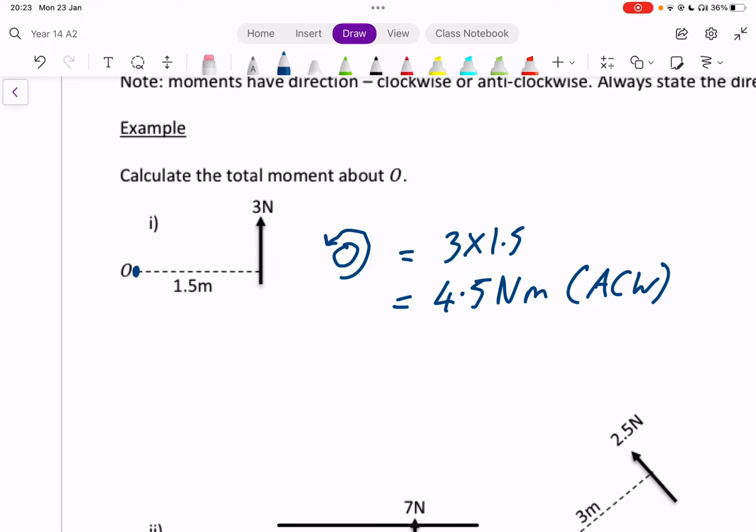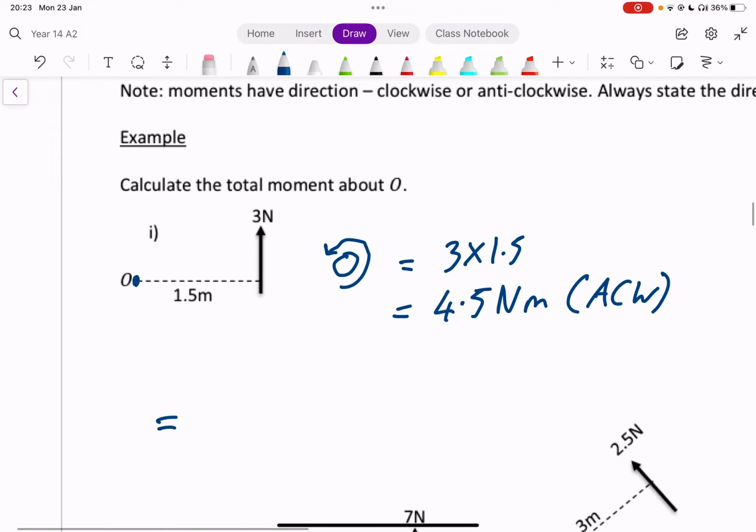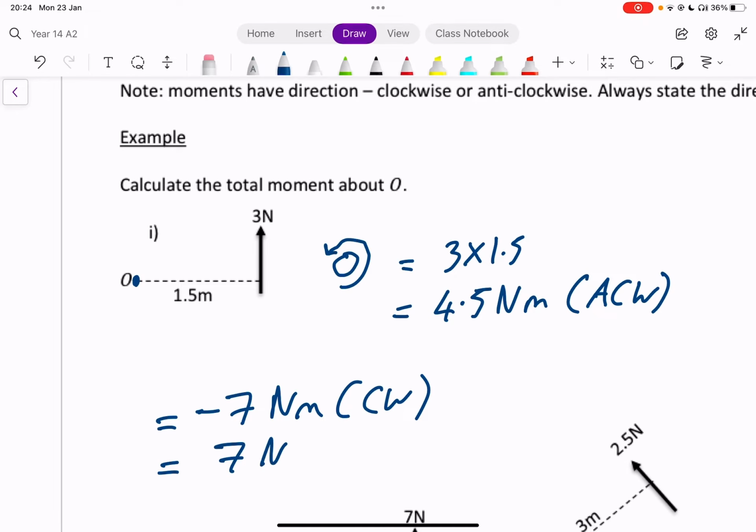Sometimes when you're doing these, you might make an incorrect assumption. You may think overall the system of forces is going clockwise, and after working it out, you got minus 7 Newton meters clockwise. Then you would know to write that as 7 Newton meters anti-clockwise. So if you do make the wrong assumption at the start, just correct yourself at the end.